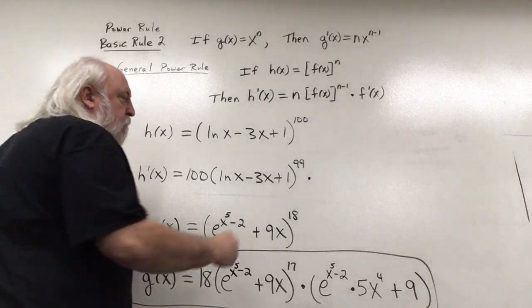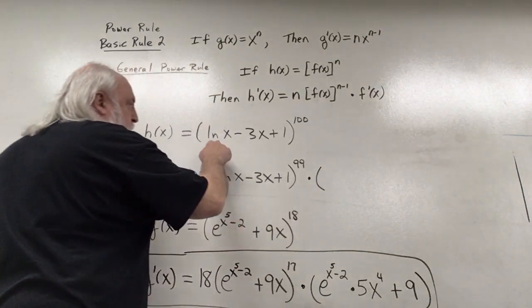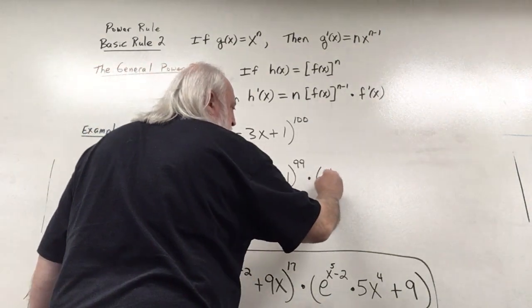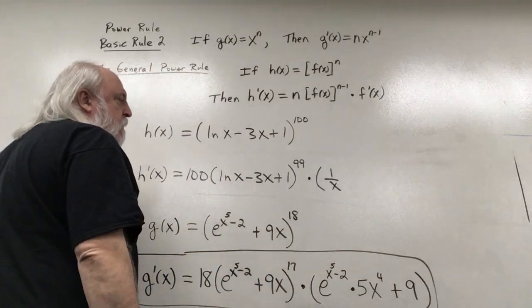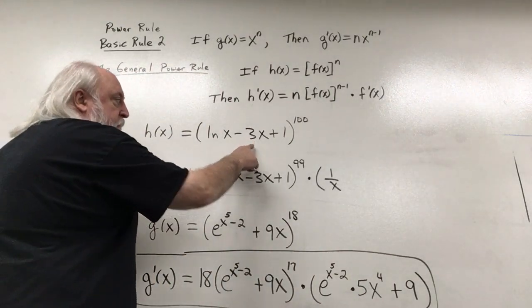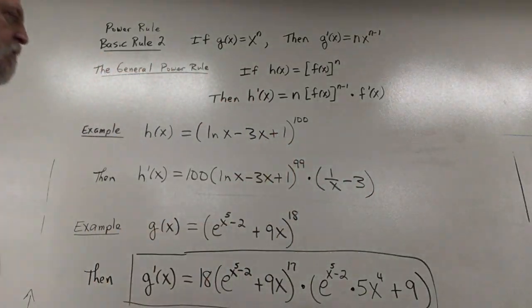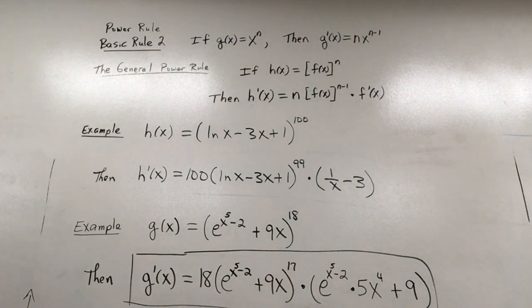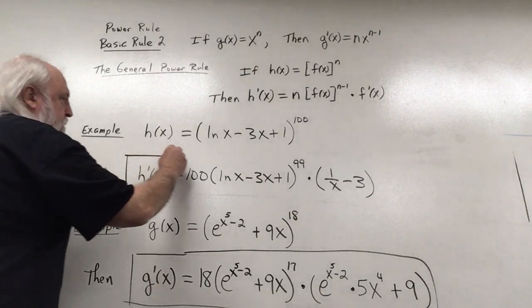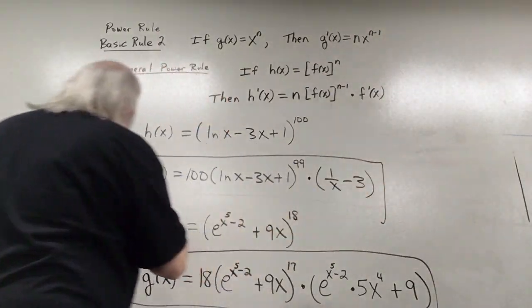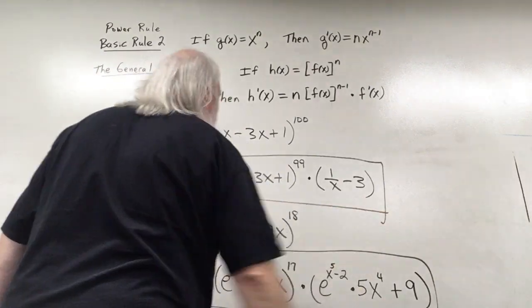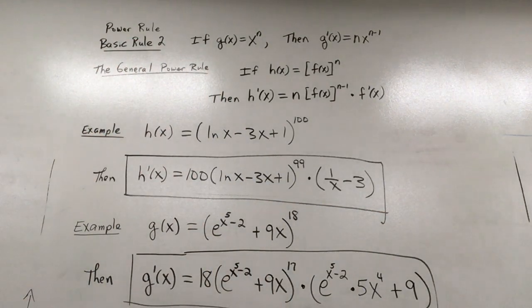We can differentiate term by term. The derivative of the natural log of x is 1 over x. The derivative of minus 3x is minus 3. And the derivative of the constant plus 1 is equal to 0. Now we're done. This is the derivative of this function up here, h of x, using the general power rule.